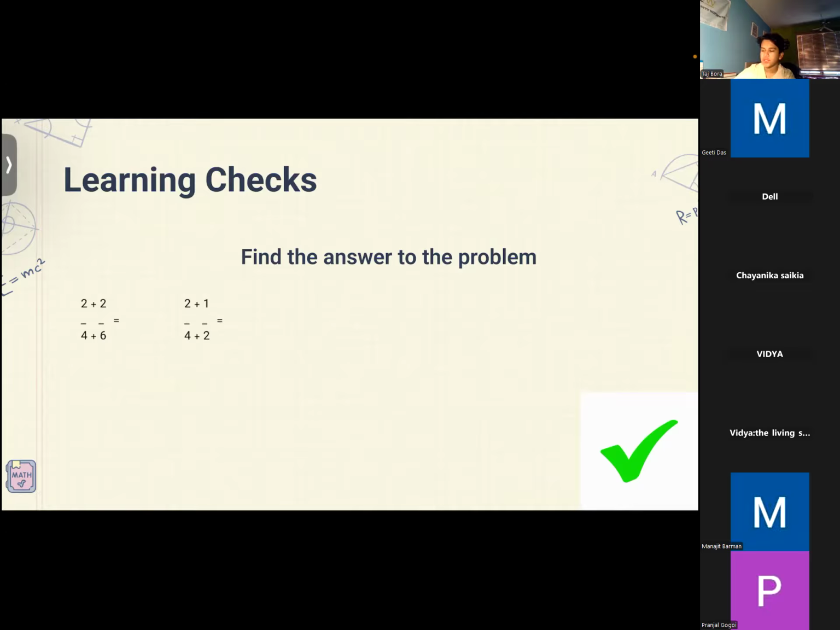Okay, so solve the questions 2/4 plus 2/6. And then also solve the question 2/4 plus 1/2. And then I will show the solution after.